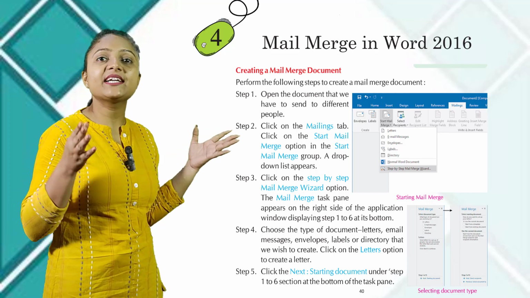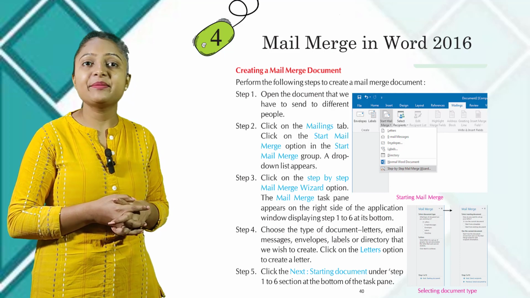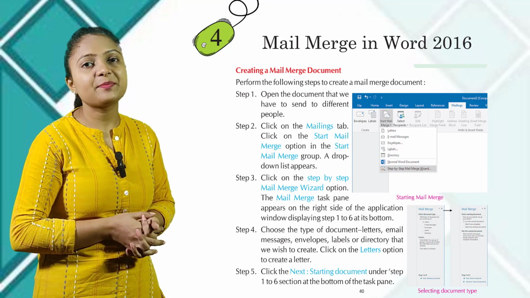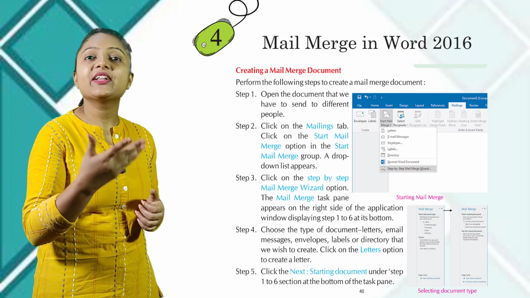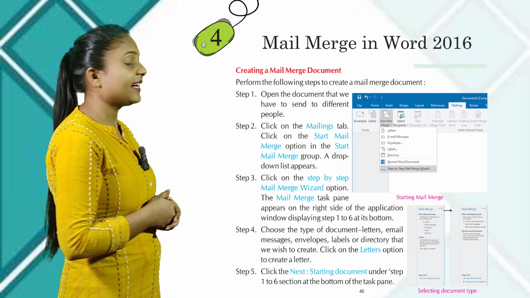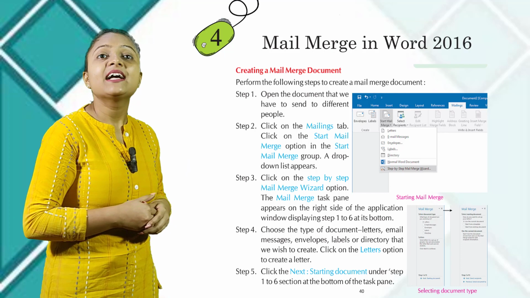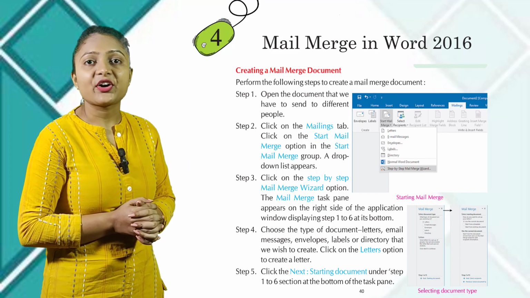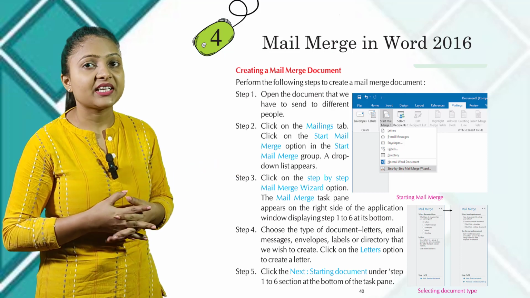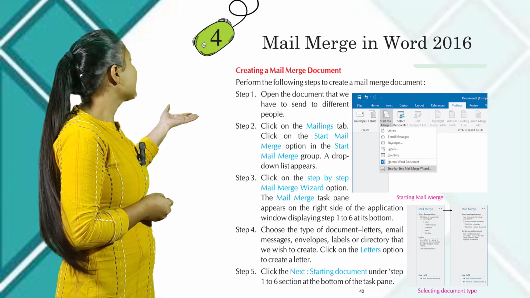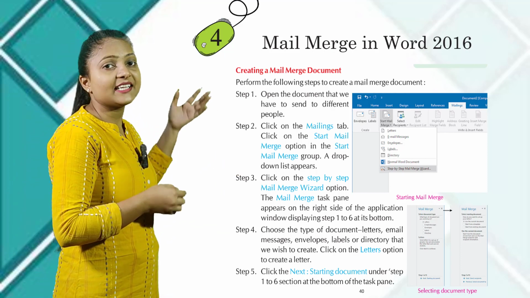Step 4. Choose the type of document, letters, email messages, envelopes, labels, or directory that we wish to create. Click on the Letters option to create a letter. Step 5. Click on the Next Starting Document under Step 1 to 6 section at the bottom of the task pane. In this image, you can see all the process in detail.